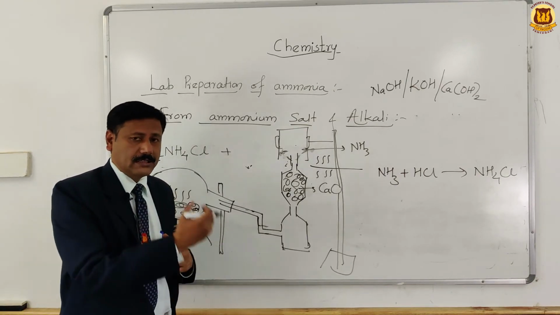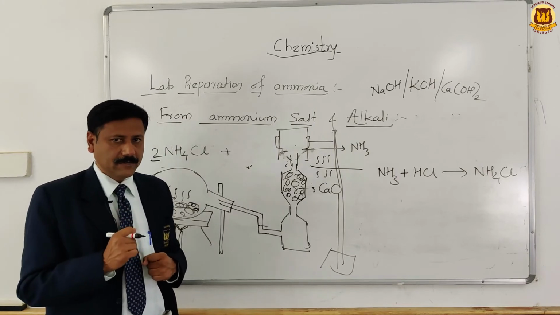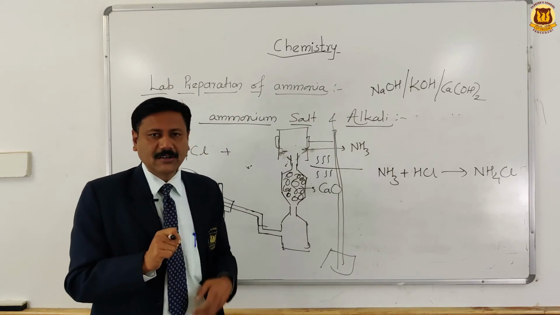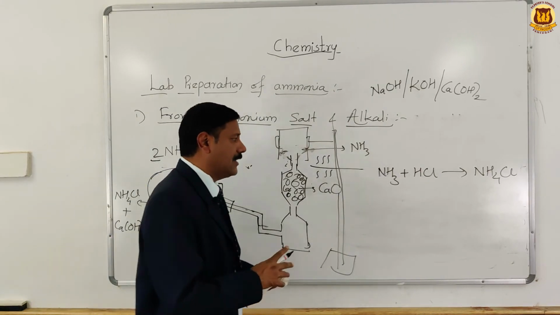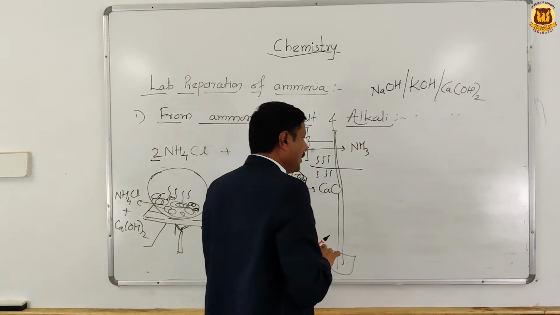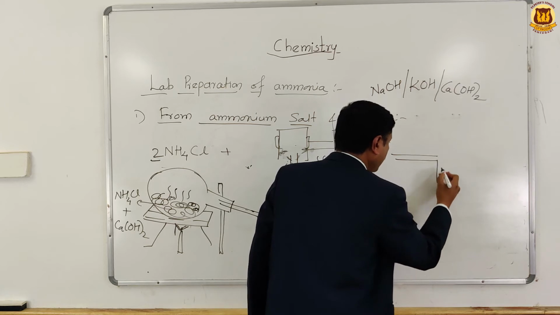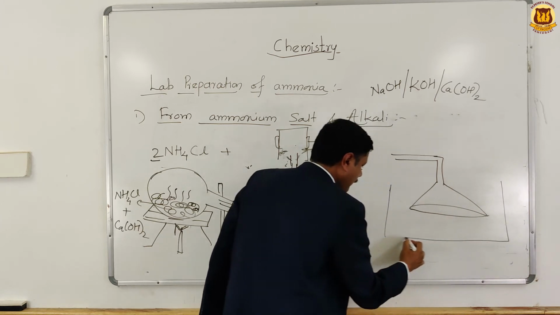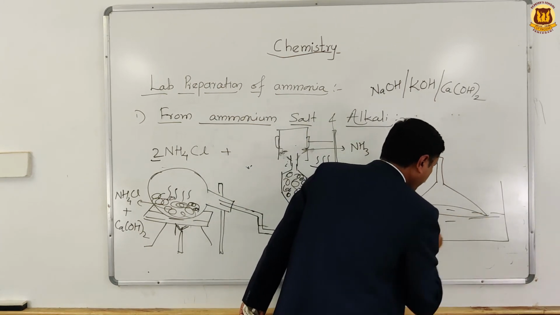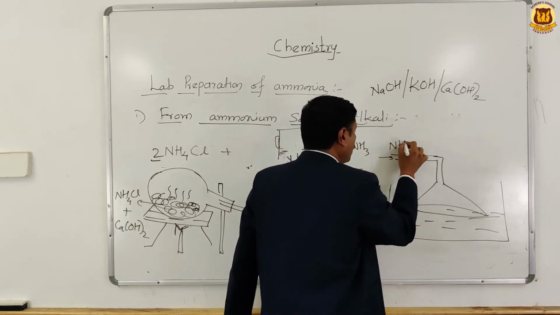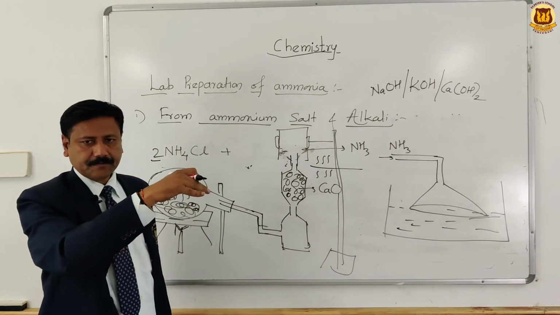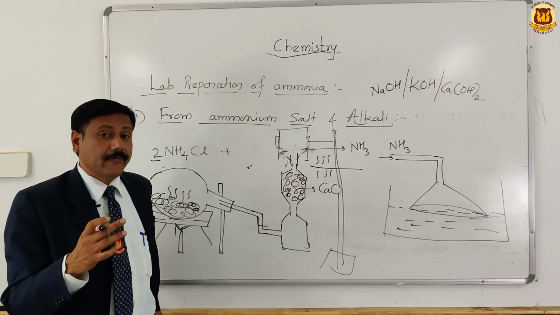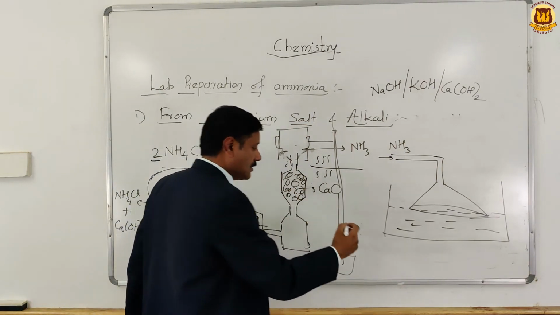Now when we have to dissolve this ammonia gas in water, it is highly soluble in water, so we cannot dissolve it directly in water. For that, the same arrangement which we have seen in HCl, the special inverted funnel arrangement, is used to dissolve ammonia in water. When we pass ammonia, it will give ammonium hydroxide, but we cannot dissolve it directly, as it will cause back suction.